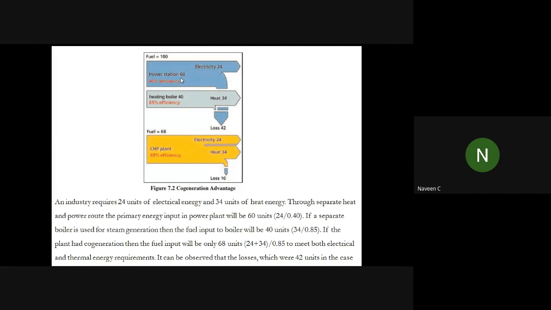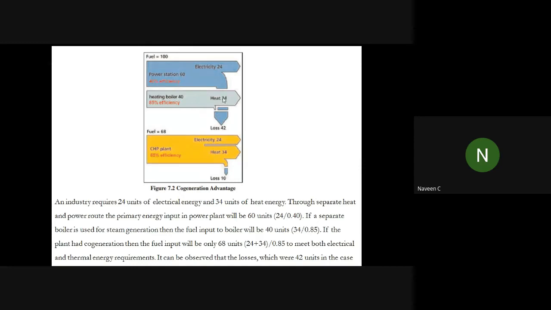So almost 60 minus 24, how much are you losing? Around 40, sorry, 36. 36 units of power you are losing due to the 40% efficiency of your power generation. Again, out of 100, 40 is supplied to generate heat in your heat generation boiler. The boiler is 85% efficient, so after losing 15% you are getting only 34 as your output.